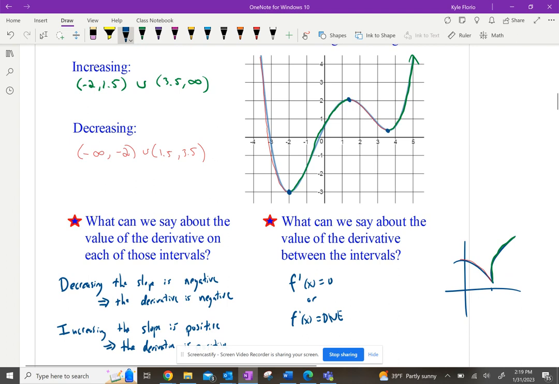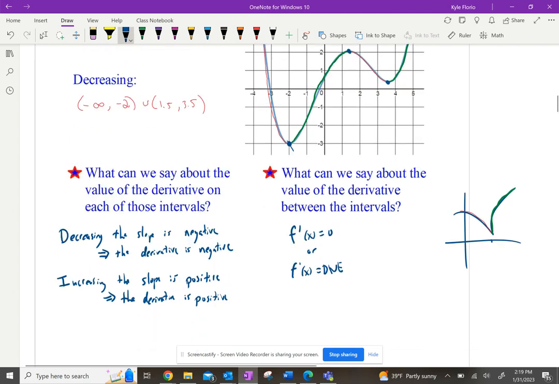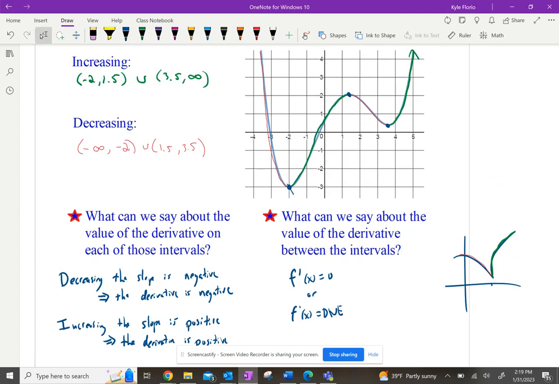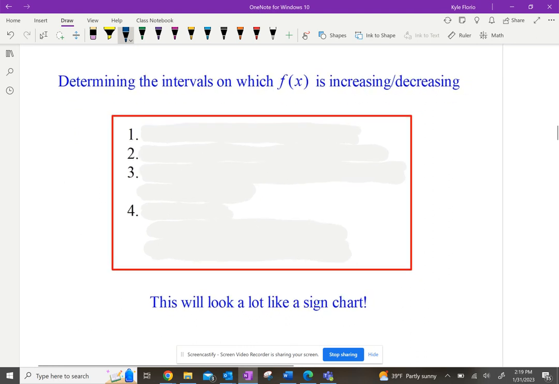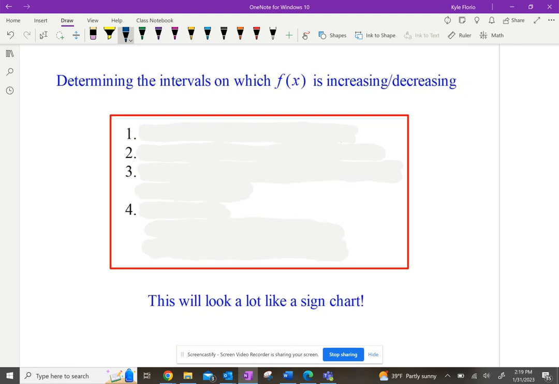So based on a graph, we know when it's increasing or decreasing because we can visually see it. What does that mean about the derivative? Well, it's the same thing as asking what does that mean about the slope? So the slope's negative where it's decreasing and it's positive where it's increasing. And in the places where it switches, we have our relative maxes and mins. Okay. So to find out where the function is increasing or decreasing, we're going to need to find out where the derivative is positive and negative.